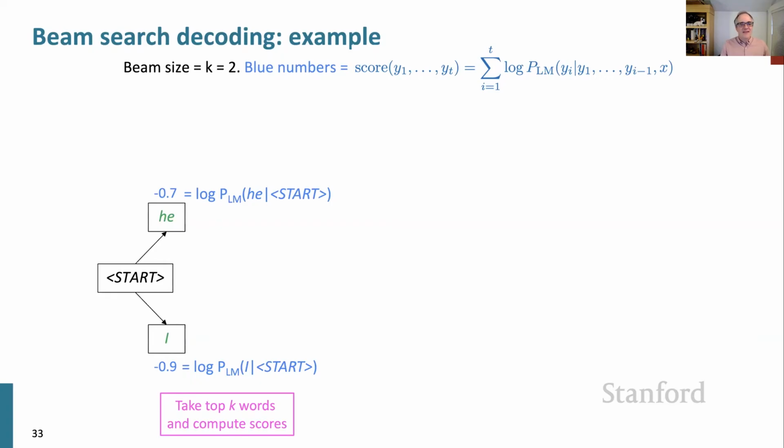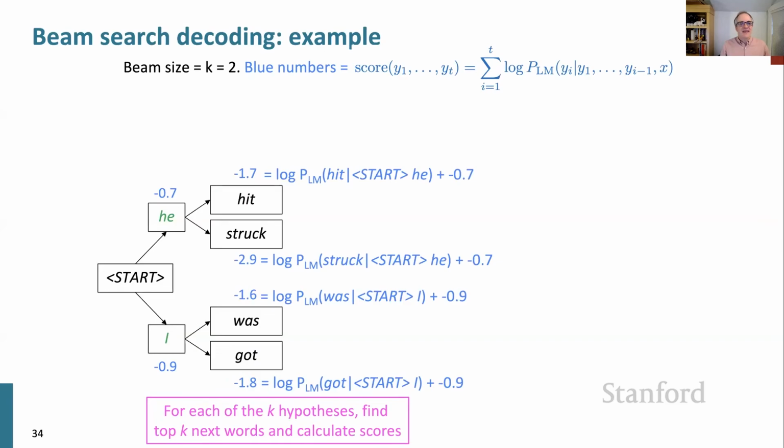Then what we do next is for each of these K hypotheses, we find what are likely words to follow them. In particular, we find the K most likely words to follow each of those. So we might generate he hit, he struck, I was, I got. Okay, so at this point, it looks like we're heading down what will turn into an exponential size tree structure again. But what we do now is we work out the scores of each of these partial hypotheses. So we have 4 partial hypotheses: he hit, he struck, I was, I got. And we can do that by taking the previous score that we had for the partial hypothesis and adding on the log probability of generating the next word here, hit. So this gives us scores for each hypothesis.